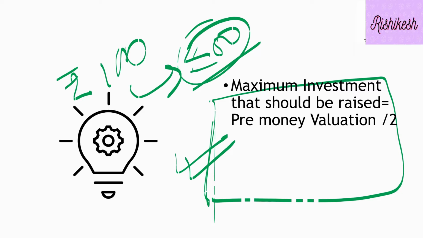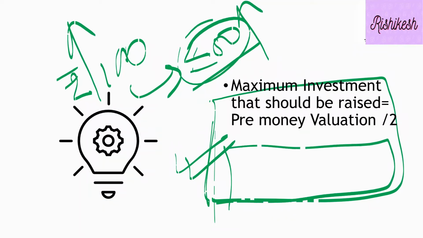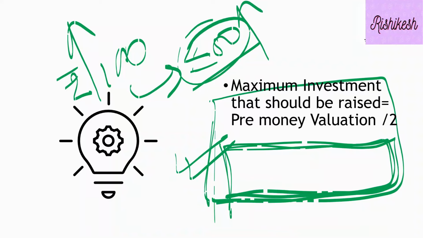So if your pre-money valuation is higher, you can raise a higher amount, but the maximum investment that can be raised, which is a market standard, right, is the pre-money valuation divided by 2. This is the maximum amount that can be raised very easily, right? And so this is something which you should have in your mind while going to raise an investment.